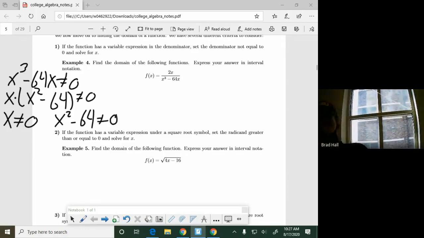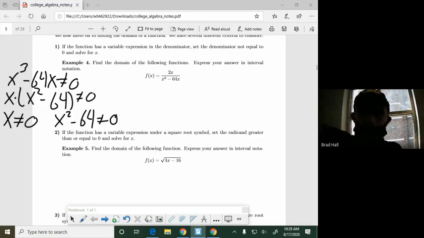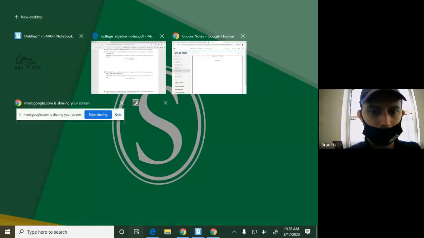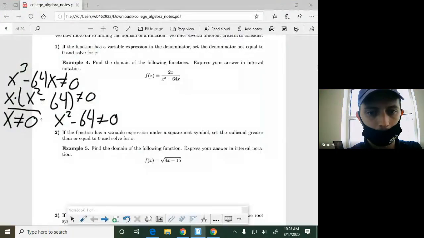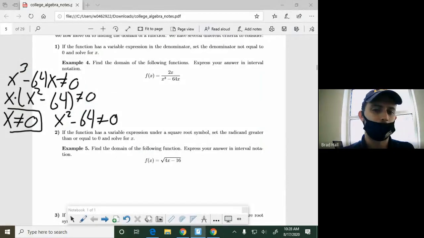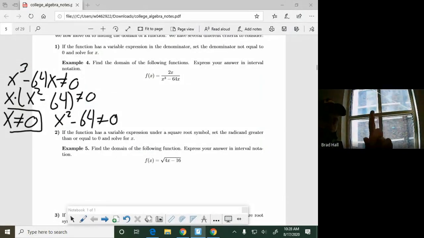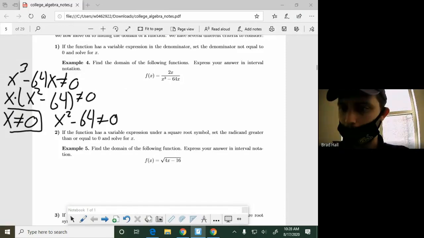That's why we factor. We factor because we utilize this property that allows us to deconstruct larger problems into smaller components. And even more fortunate for us, one of these components is already solved for. X is already isolated. So we already have one of the answers. But the x squared minus 64, well, that's something we have to figure out.